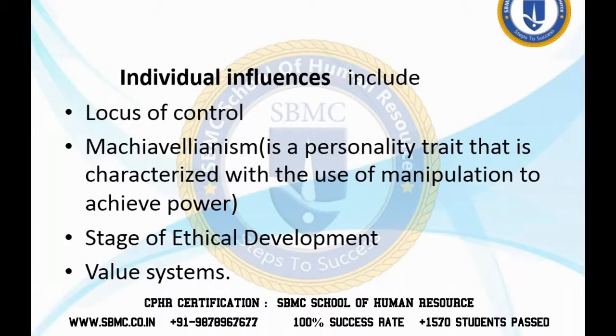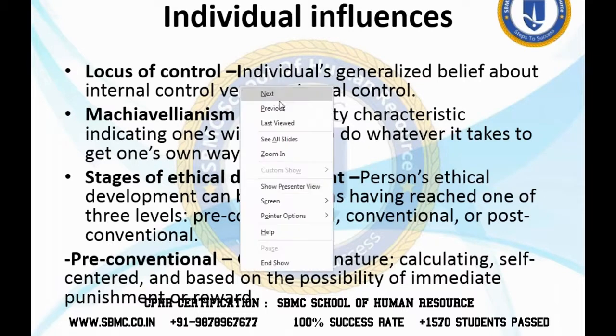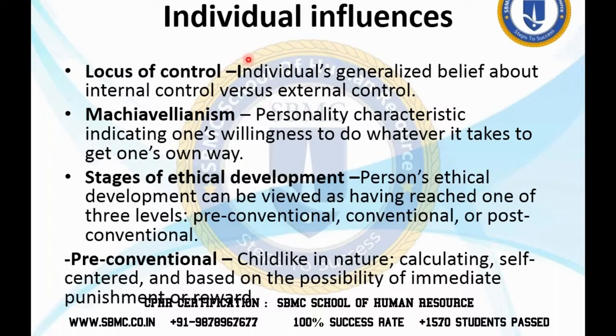Machiavellianism is the personality trait characterized by the use of manipulation to achieve power. And then there are the stages of ethical development and value systems. So individual influence: there are two ways your morals will get affected, by the individual and by the organization. For the individual, it's the locus of control. As an individual, you have control, internal versus external control. That is the kind of control you have, and it depends on the individual's capacity.